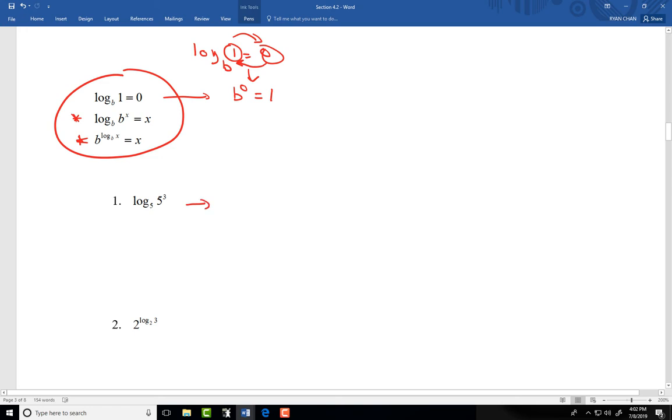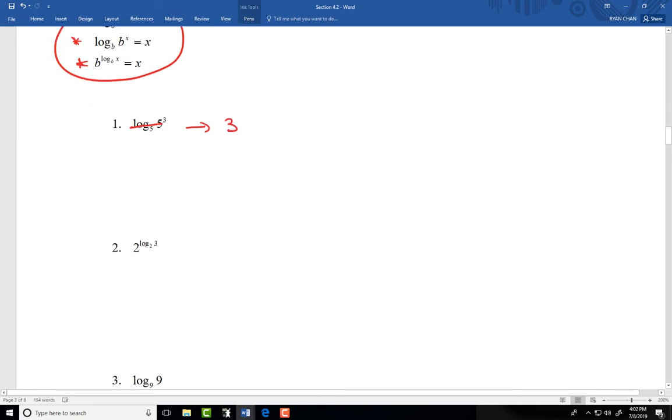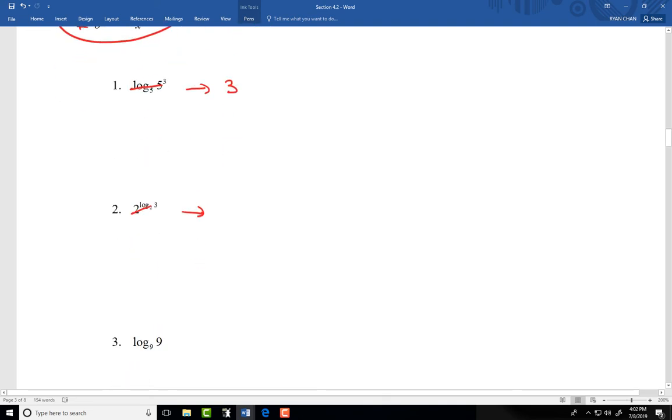So I have same base of 5 raised to an exponent of 3. Essentially, it cancels out. I'm left with 3. And then same thing with number 2. 2 raised to the log base 2 of 3, it cancels out. This is 3. This right here essentially becomes 1. Why is that? Because remember, 9 to the 1 power is 9, so it cancels out. I'm left with 1. Okay, sorry, my apologies. So number 1 is 3, number 2 is 3, number 3 is 1.